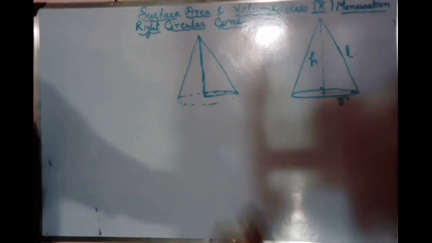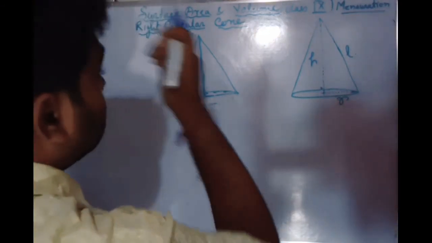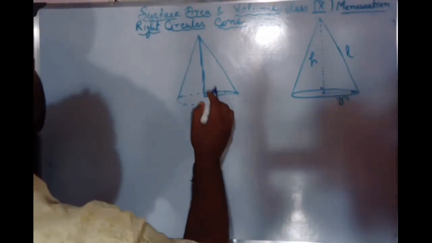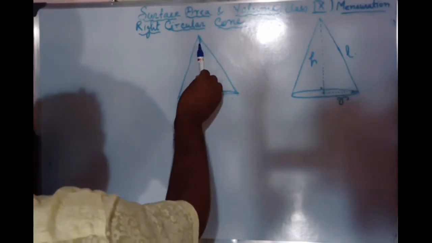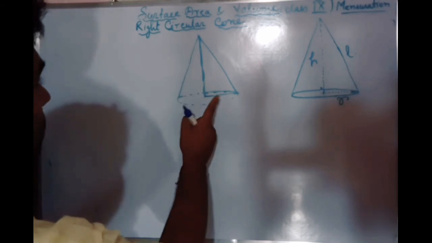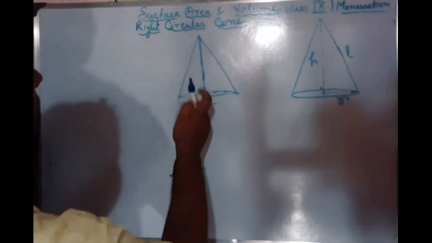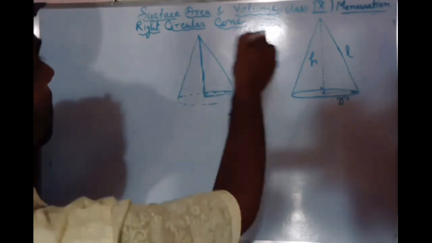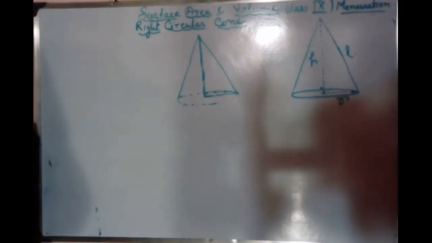Understood that? So we are taking a right angle triangle, taking this height as the axis, and moving the triangle along its axis. We are getting a figure. That figure is called a cone. Hope you understood that.